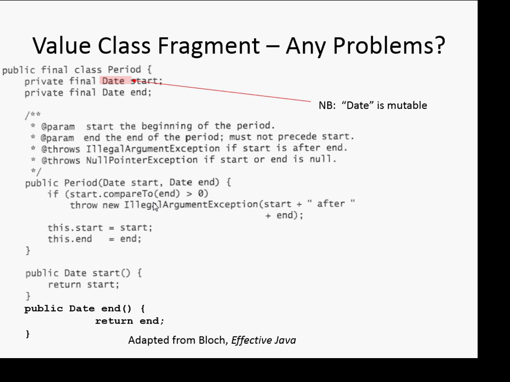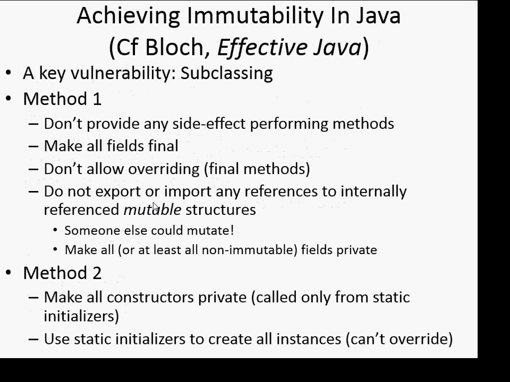So here we have a period, something that's representing an interval of time. And in order to represent that, we have a date that has a start and a date and an end. And this looks, by all appearances, like a value object. Why do I say that? Putting aside this consideration about date, why does this look like a value object? Well, let's go through those criteria from just a minute ago. Are all fields final here?